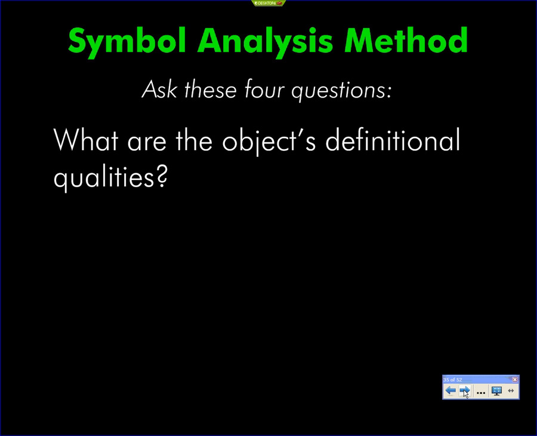The first question you must ask is what are the object's definitional qualities? So let's say I'm writing a story, and in it, somebody walks up to the American flag. What do they do to it? Or what do they do with it? Help me tell the story. They hug it? Yeah. All right. Okay, they hug the flag. What's the context, Blake? What's going on in the story when they hug the flag?